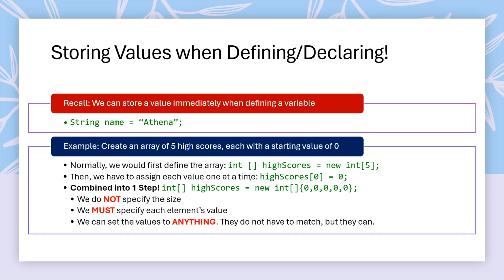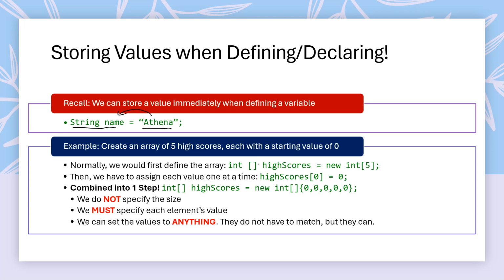Well, let's recall for a second that if we know the value of our variable, a regular variable, we can actually store that value when we define it. So in this example, I'm storing the value Athena in the variable called name, which is a string. So this is me defining it and assigning it or initializing it at the same time. No problem. We can actually do the same thing for our arrays as well.